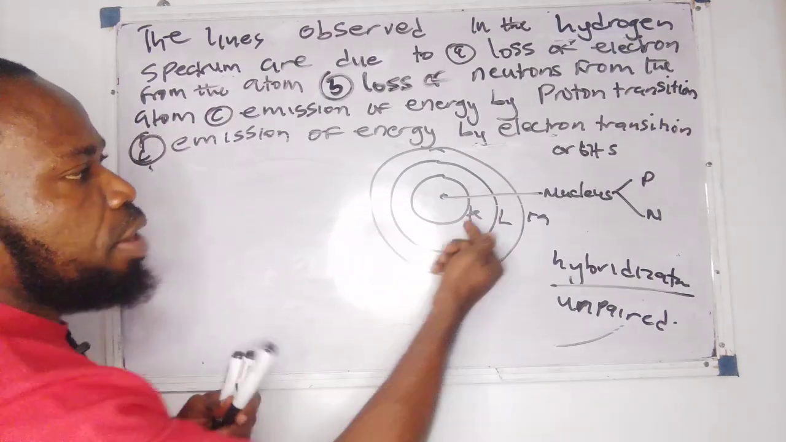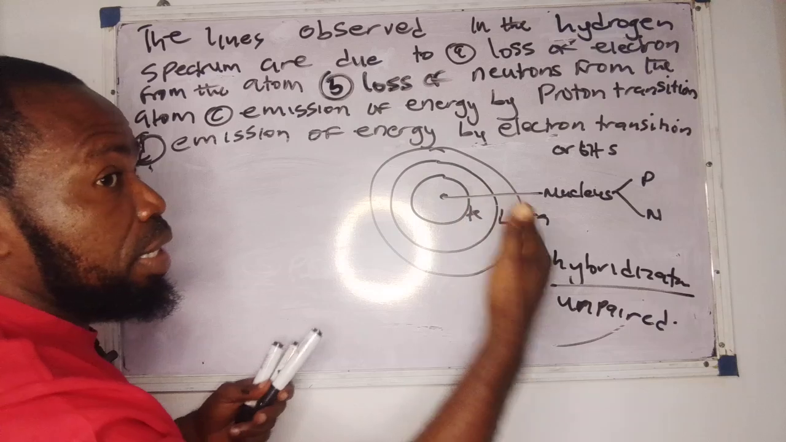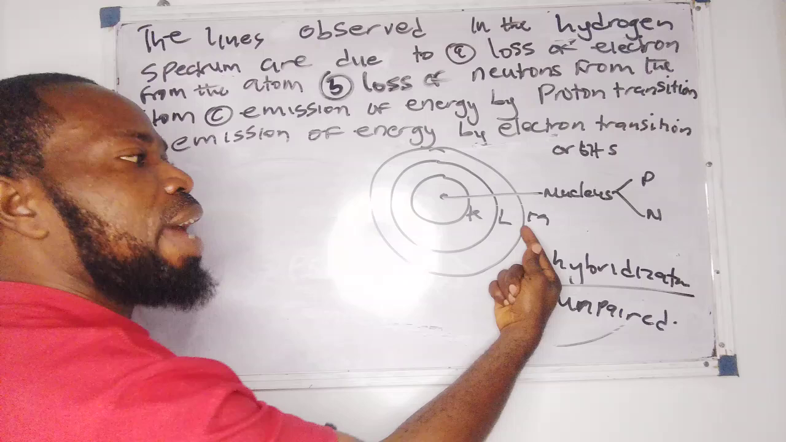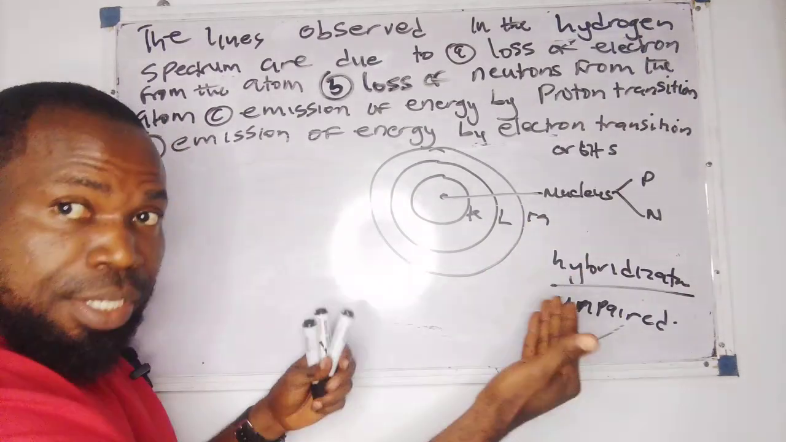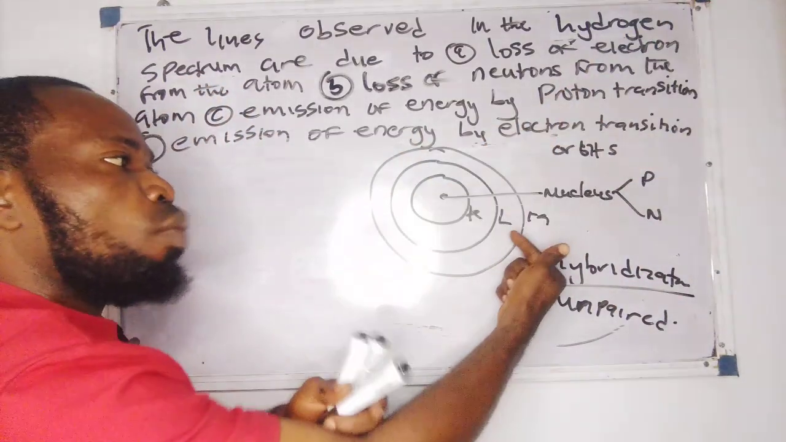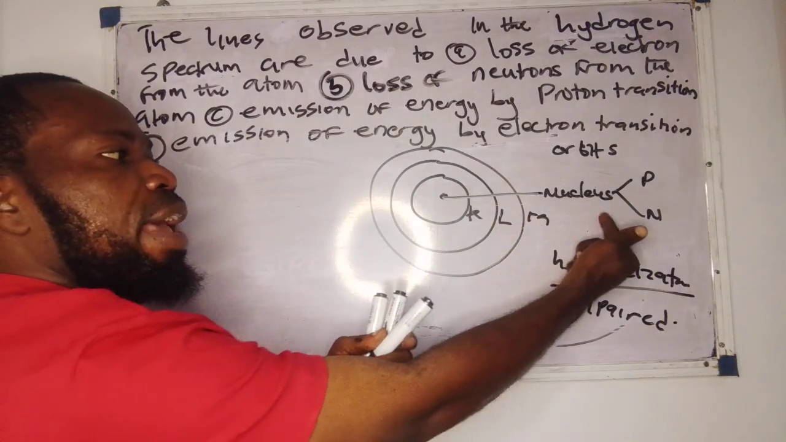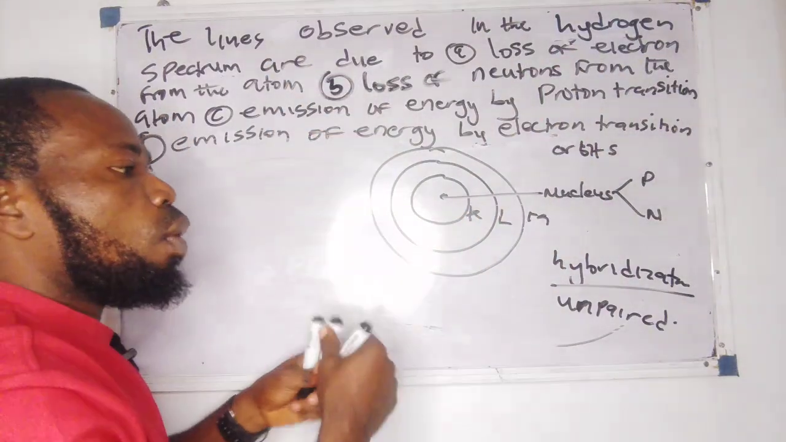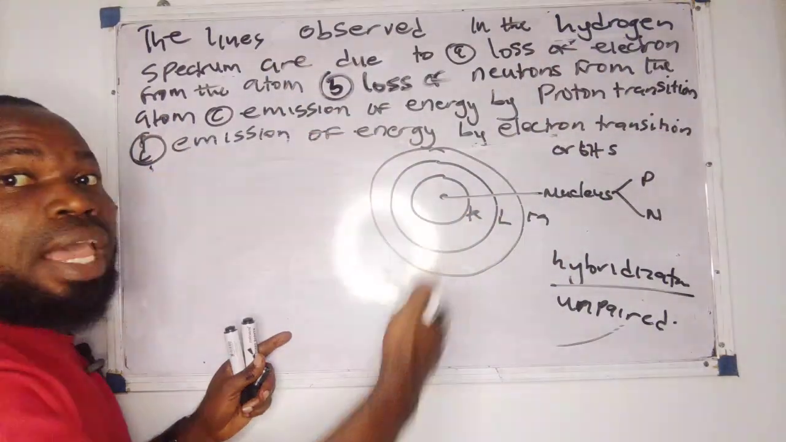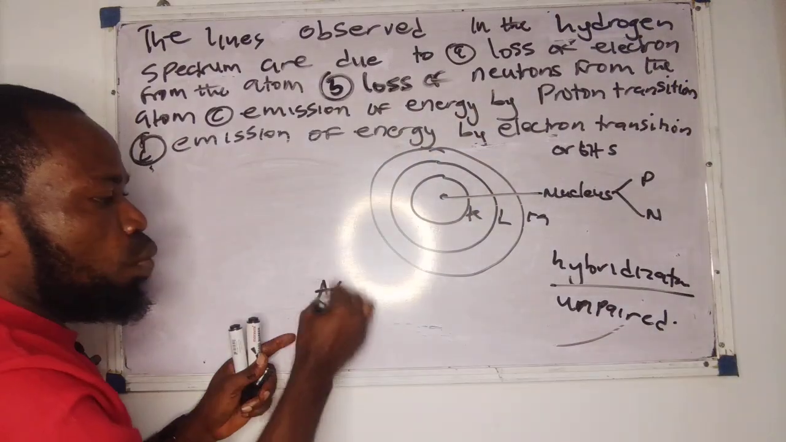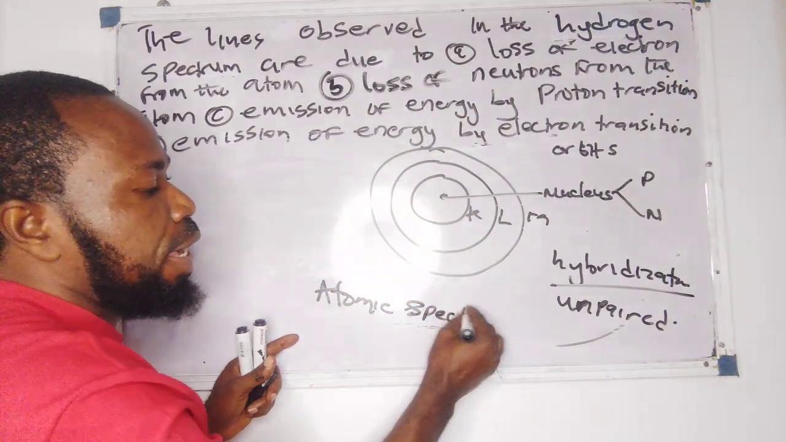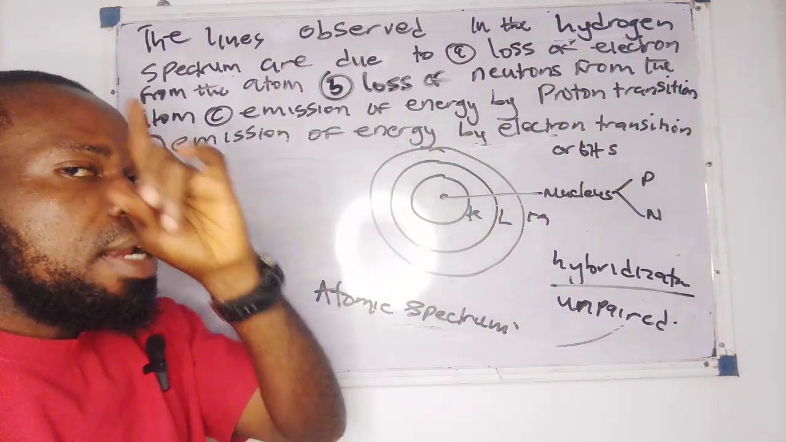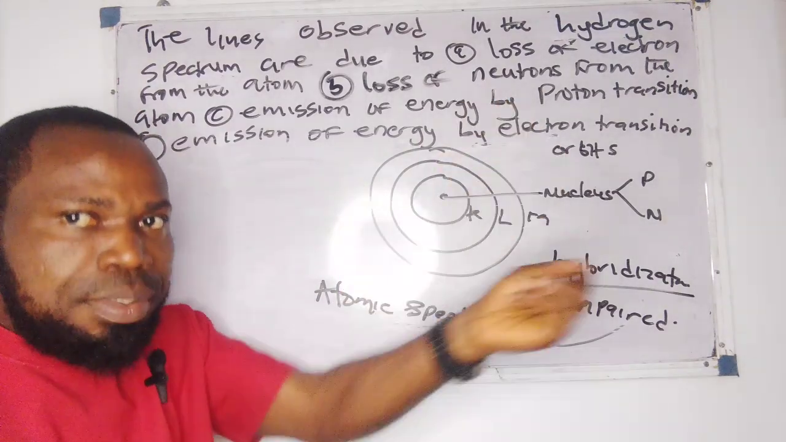Now, coming back to this. If an electron moves from a lower level to a higher level, that is excitation, and energy is absorbed during that process. But there's a situation that arises when an electron moves from a higher level to a lower level. It must not be from N; it can be from O to N, from N to M, from M to N. As long as it's moving from a higher level to a lower level, energy is emitted. That process is what is tagged atomic spectrum, or hydrogen spectrum. Where it falls to describes the type of atomic spectrum.